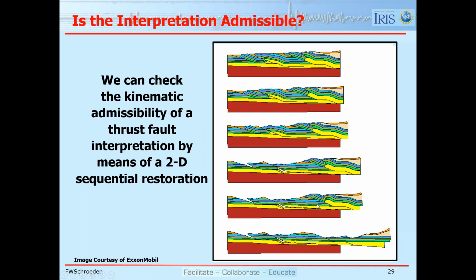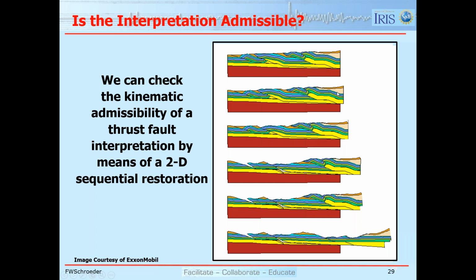The other thing we have to worry about is, is the interpretation admissible? Does it violate any of the laws of nature? One thing that we can do is take a deformed section, and this is a present day representation of the stratigraphy that was interpreted on seismic data and digitized, and that gives us different color layers.